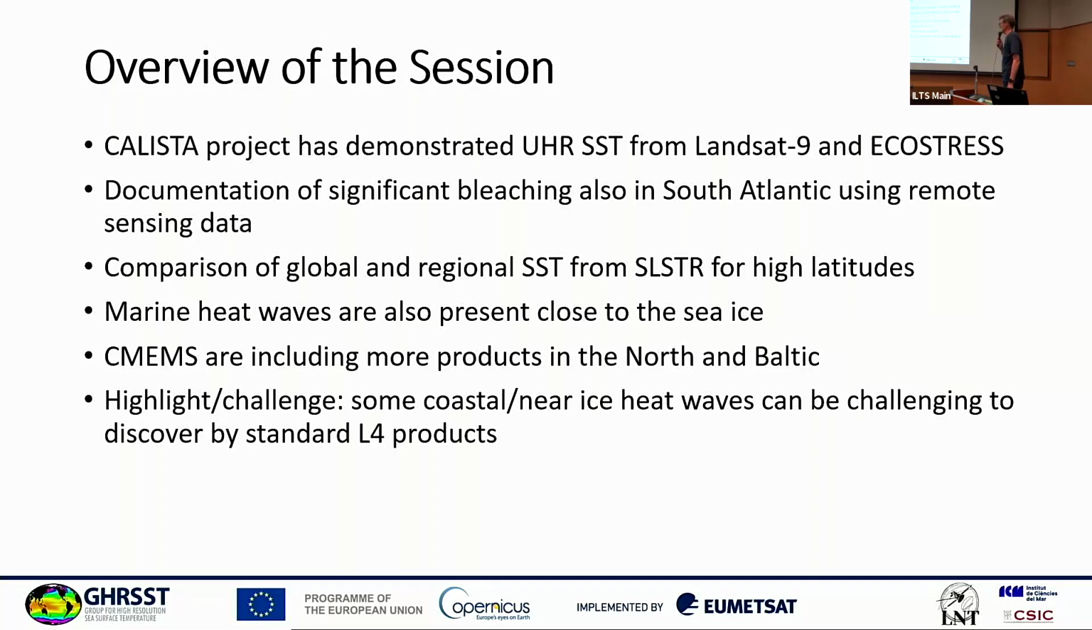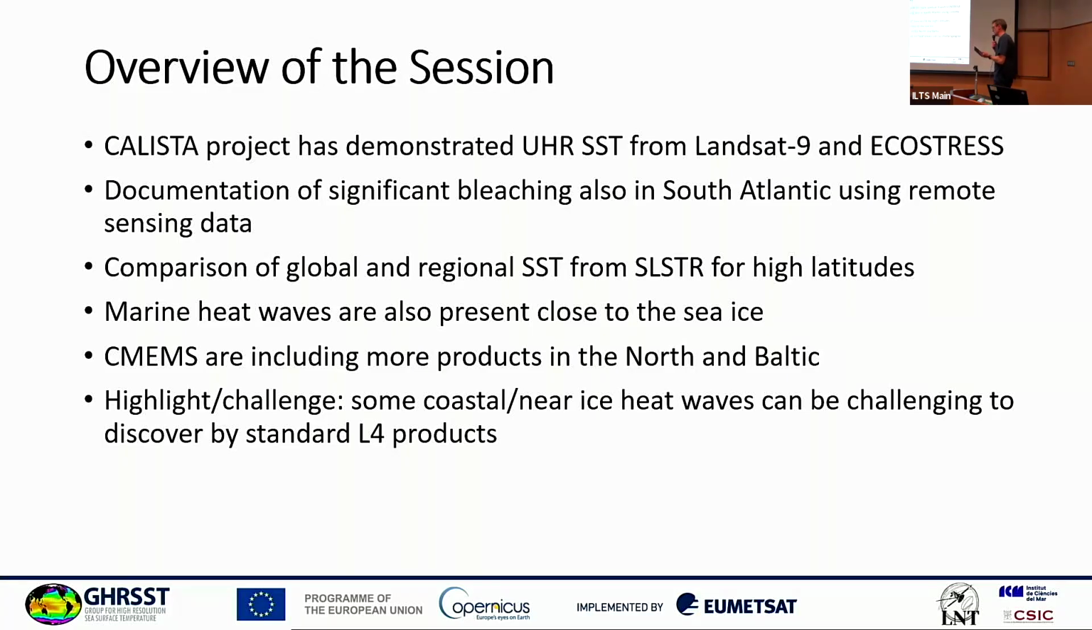The first presentation, the keynote, focused on the Calista project, which has demonstrated ultra high resolution SST from Landsat and ECOSTRESS, and showed us all the tough challenges with the ultra high resolution SST retrieval, including the challenges with the calibration and correction. But it showed the success of preparing a service for ultra high resolution SSTs.